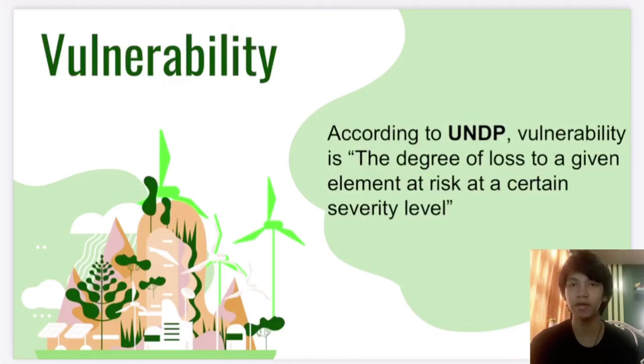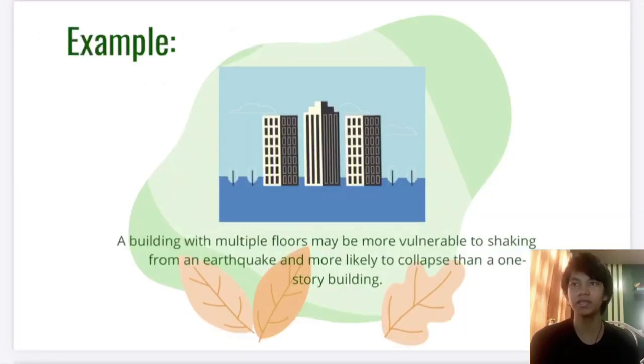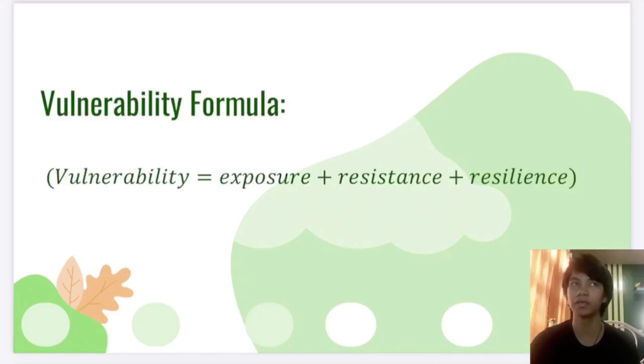Meaning, vulnerability is the effect or the estimated damage of a certain property or population that is exposed to possible risks. For example, a building with multiple floors is vulnerable to shaking from an earthquake and more likely to collapse than a one-story building. Now, there is a formula in vulnerability. Vulnerability is equal to exposure plus resistance plus resilience.